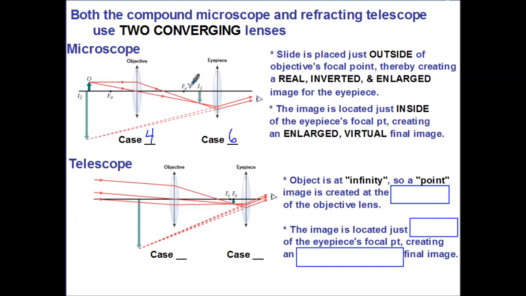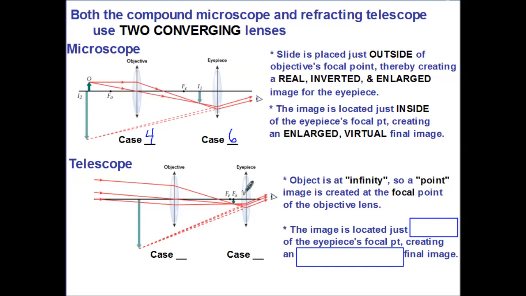Now if we take a look at the telescope, we are intending to look at very distant objects and still want to be able to get a nice up-close view. So now what we have is a little bit more of parallel light rays coming in, goes through the objective. The objective is going to create some sort of real image over here, and we place that image just, again, inside of the eyepiece's focal point. Okay, so the object is at infinity, so a point image is created at the focal point of the objective lens. Okay, so this object here would actually be at the focal point of this, and I locate that just inside the focal point of the eyepiece.